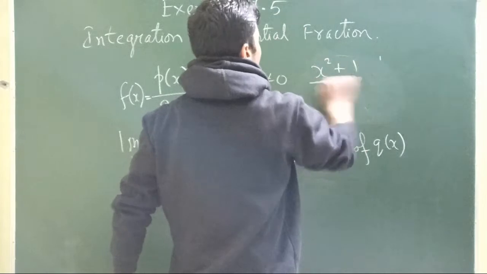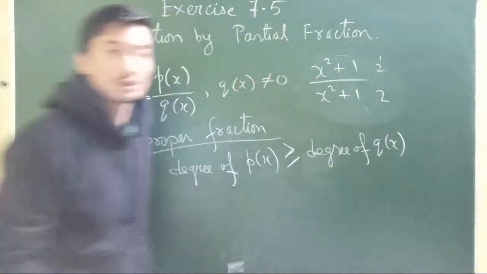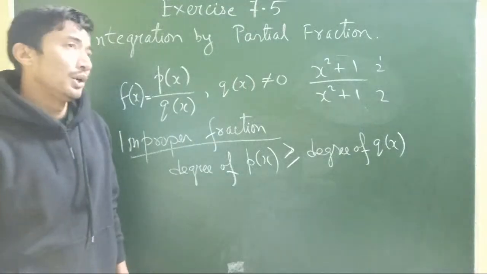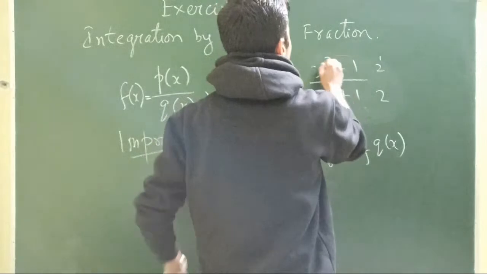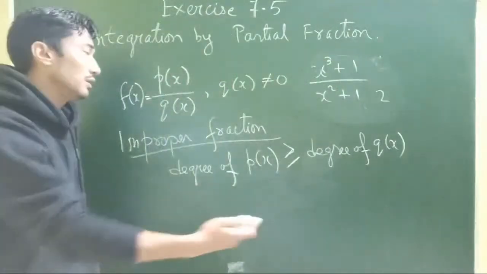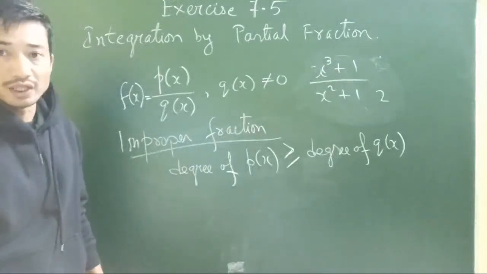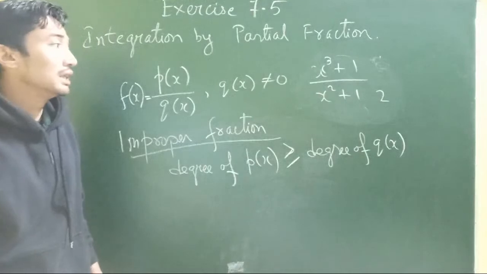x squared plus 1 divided by x squared plus 1. Degree is 2, degree is 2. It cannot be equal also. Then it becomes an improper fraction, or when the degree is even higher, again, 3. So these kinds of fractions are called improper fractions. Of course, they can be converted to proper fractions.